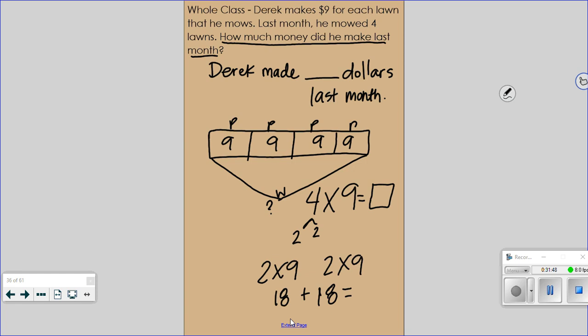Brayden, if I am writing, you are writing. Do you have all this written down? Then quit playing games. What is 18 plus 18? Good old mental math there.